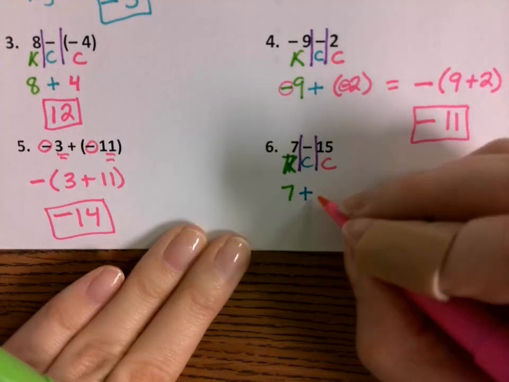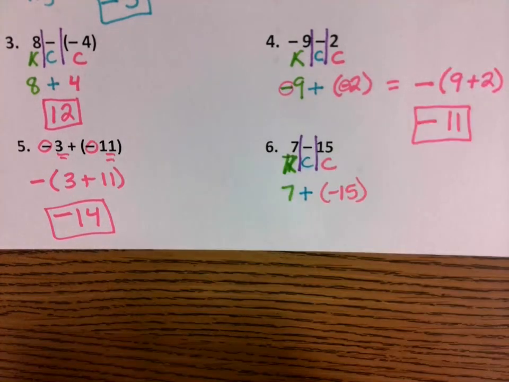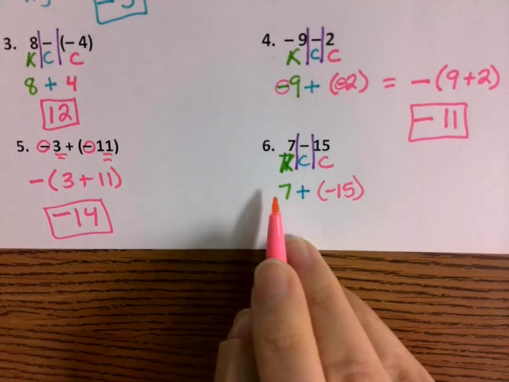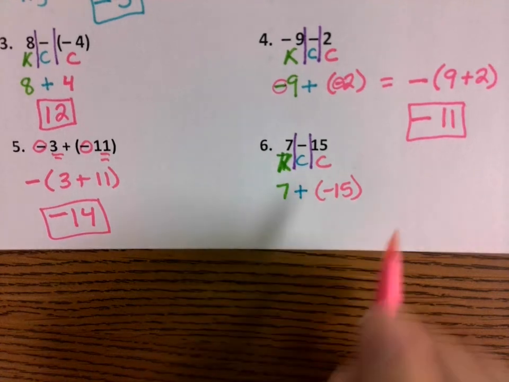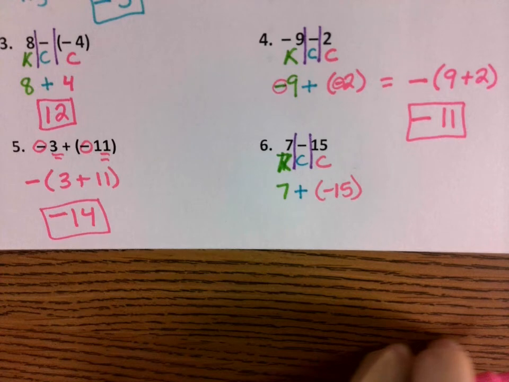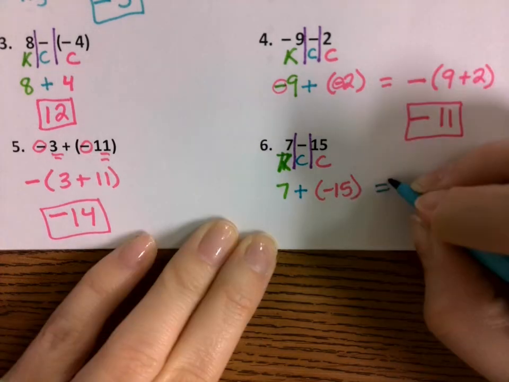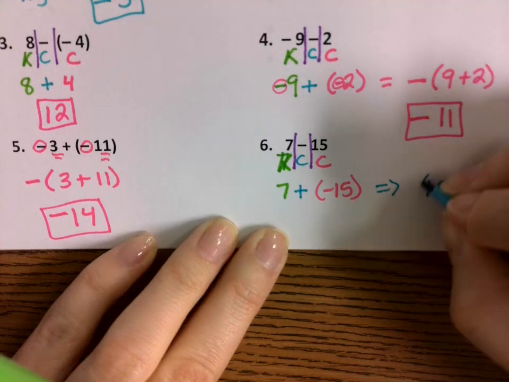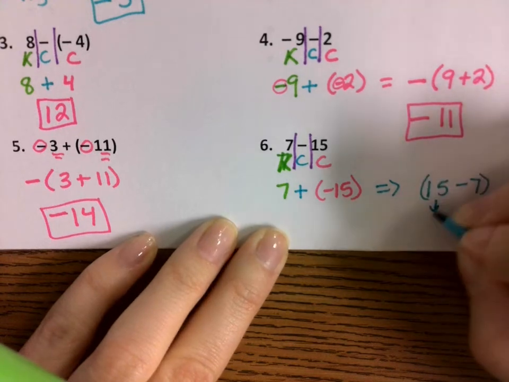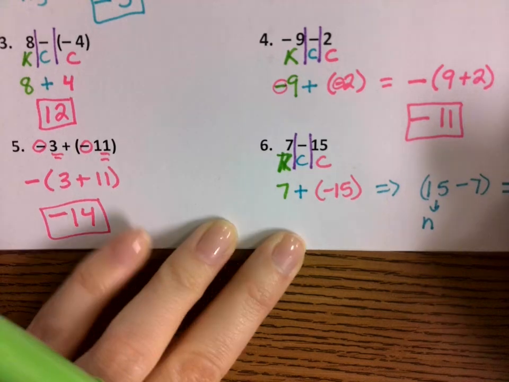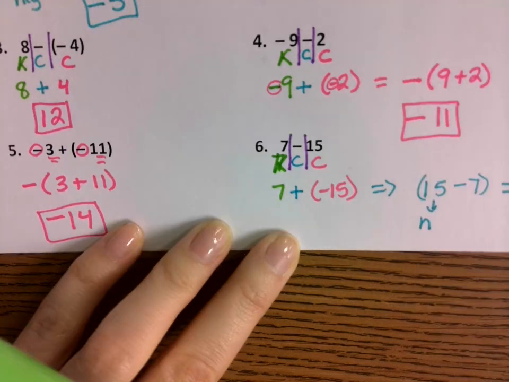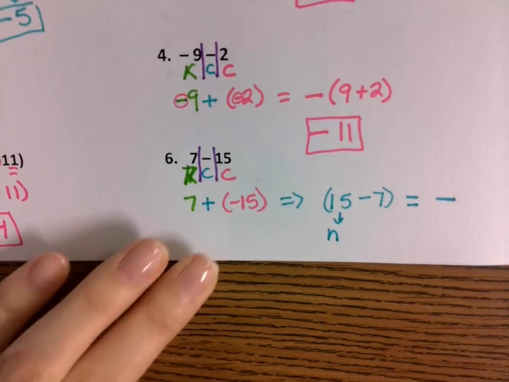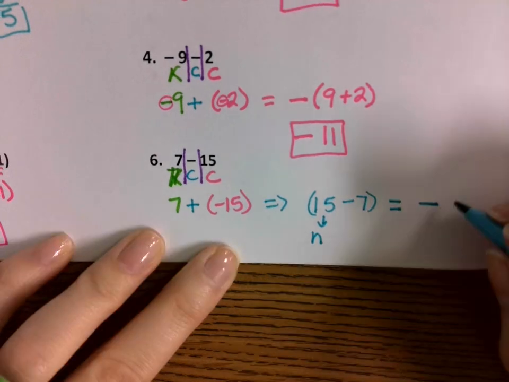It's addition of different signs. So what we're really going to do is pretend to do 15 minus 7. And because of the fact that the 15 is negative, our answer is going to be a negative. So what is 15 minus 7? 8. So our answer is going to be a negative 8.